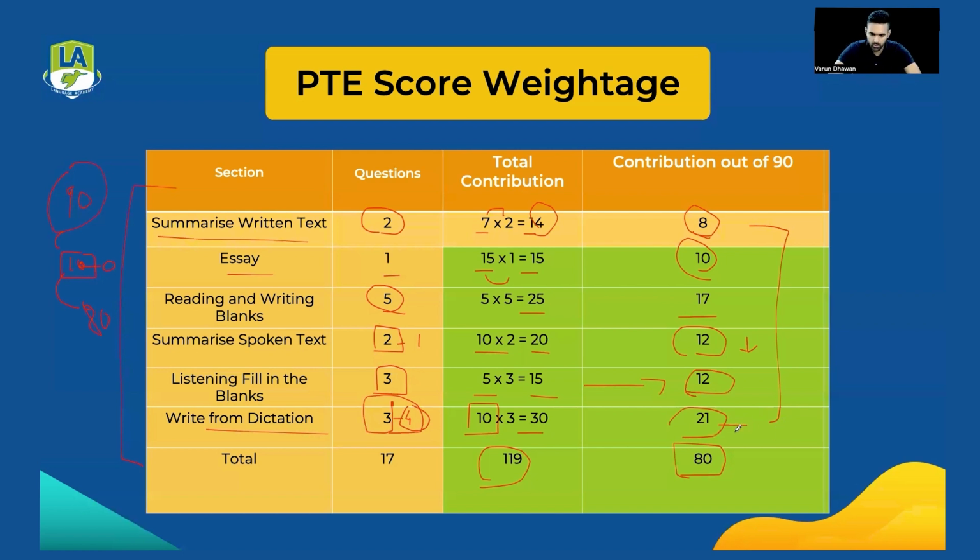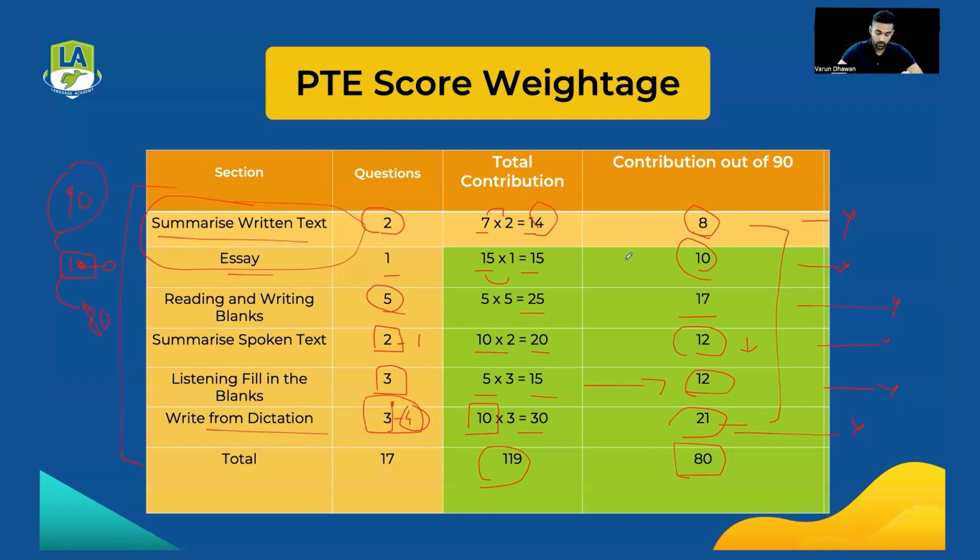Which is the most important one? Write from dictation, reading and writing blanks, summarize spoken text, listening blanks. Then comes your essay, and the least one is summarize written text. But our point is, when we don't get the scores in writing, we just focus on these ones. This is something you have to avoid. This is something you have to be very vigilant and careful about. I have rounded these up to the nearest figure. Some of them were, for example, 8.1, 8.2. I haven't written the numbers in decimals.